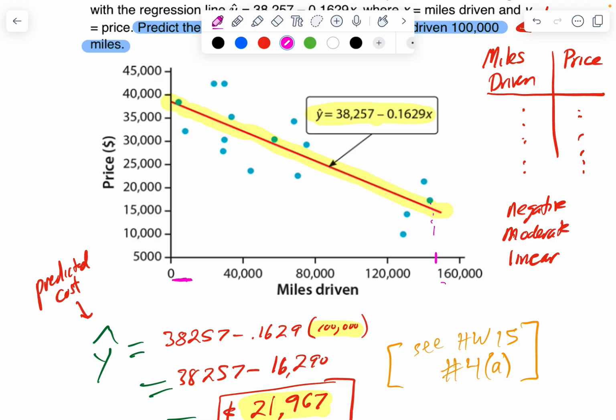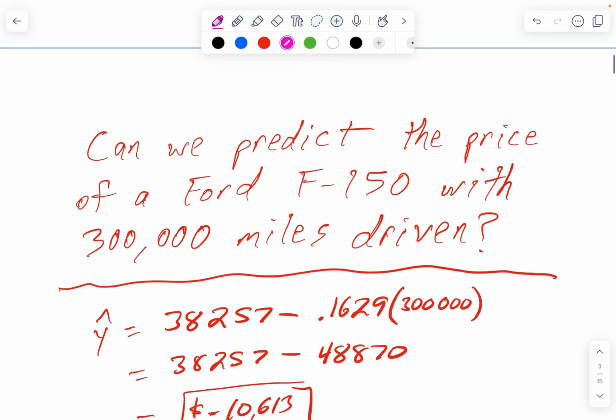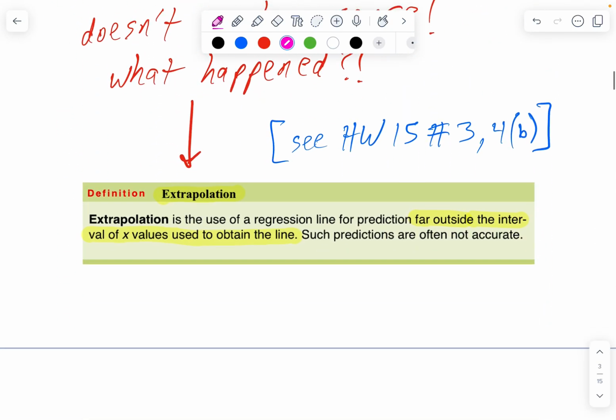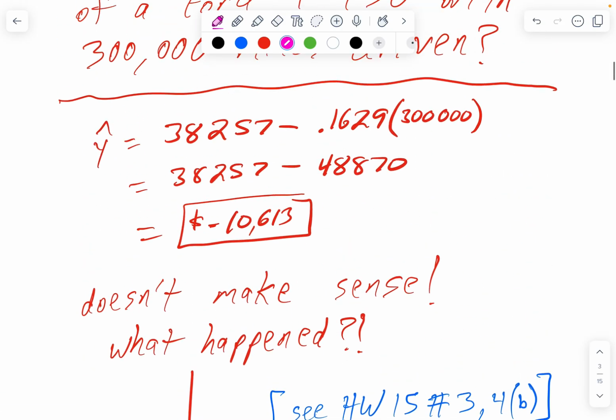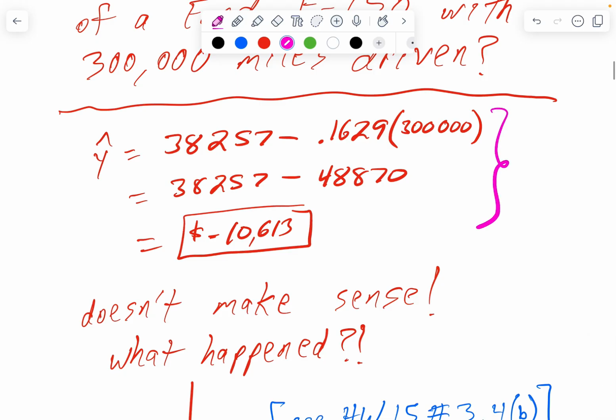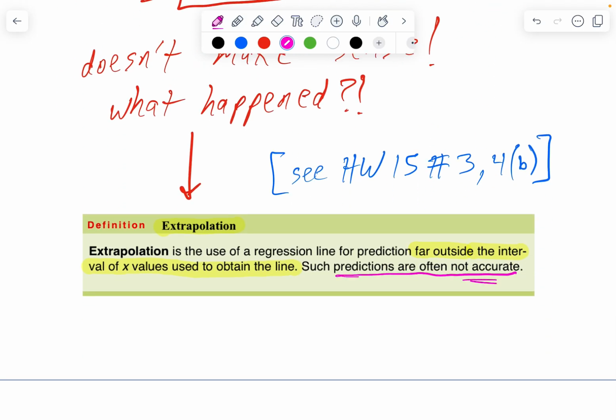Hey, we have no data on any trucks driven anywhere near 300,000. So therefore, we cannot assume that the pattern continues out to an X value of 300,000. So when you make a prediction for an X value far outside the interval of X values used to obtain the regression line, you can do the math. There's nothing wrong, we can plug and chug and do all the math. But the predictions are often not accurate, and I would say they are certainly always not trustworthy.